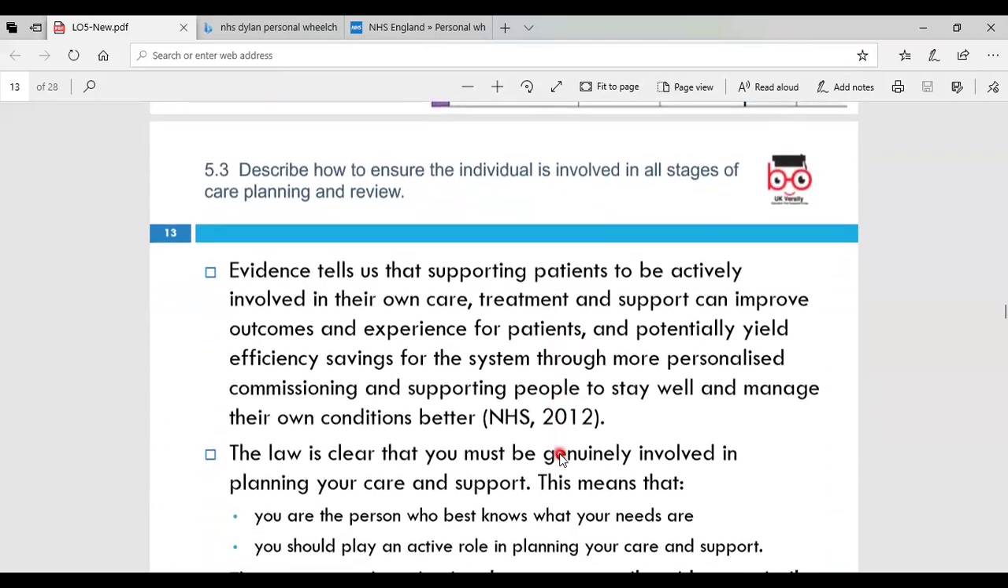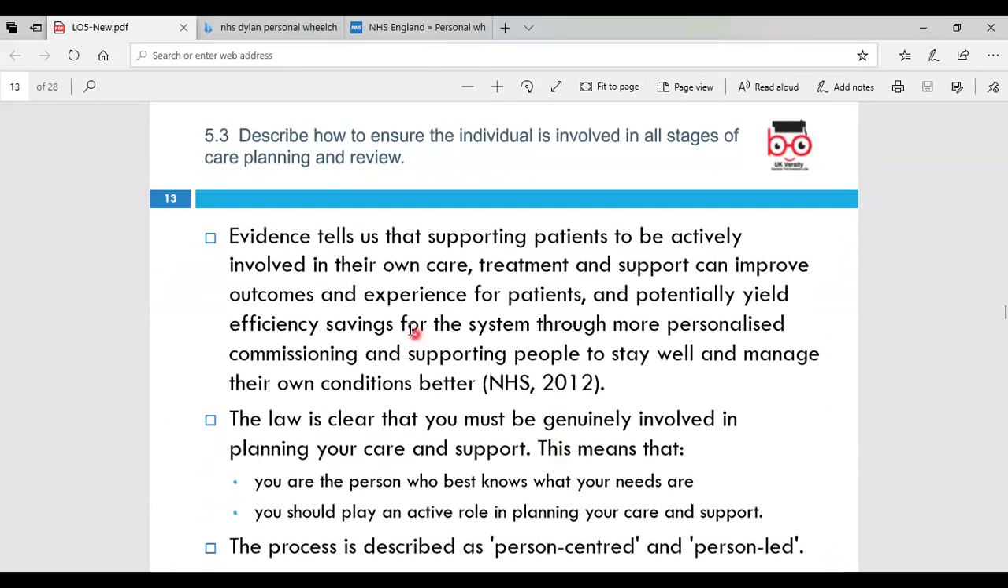So here you're describing how to ensure that the individual is involved in all stages of the plan. So you've made sure that they're there, but how do you ensure that they are a part of the plan? Evidence tells us that when you're supporting patients to be actively involved in their own care plan, treatment and support can improve outcomes. So you'll have to look at if they're actually really involved, and this could yield efficiency savings for the systems.